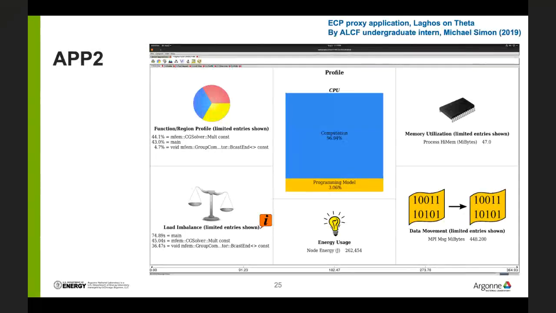He was a summer intern last summer. He stayed here for 10 weeks, and his mission was measuring the ECP proxy application performance on Theta, which is Laghos. This is a very interesting application, a finite element based application. It has an arbitrary Lagrangian-Eulerian framework, so it's really good for capturing shock waves and also some fluid structure interaction. It's a very, very interesting code.